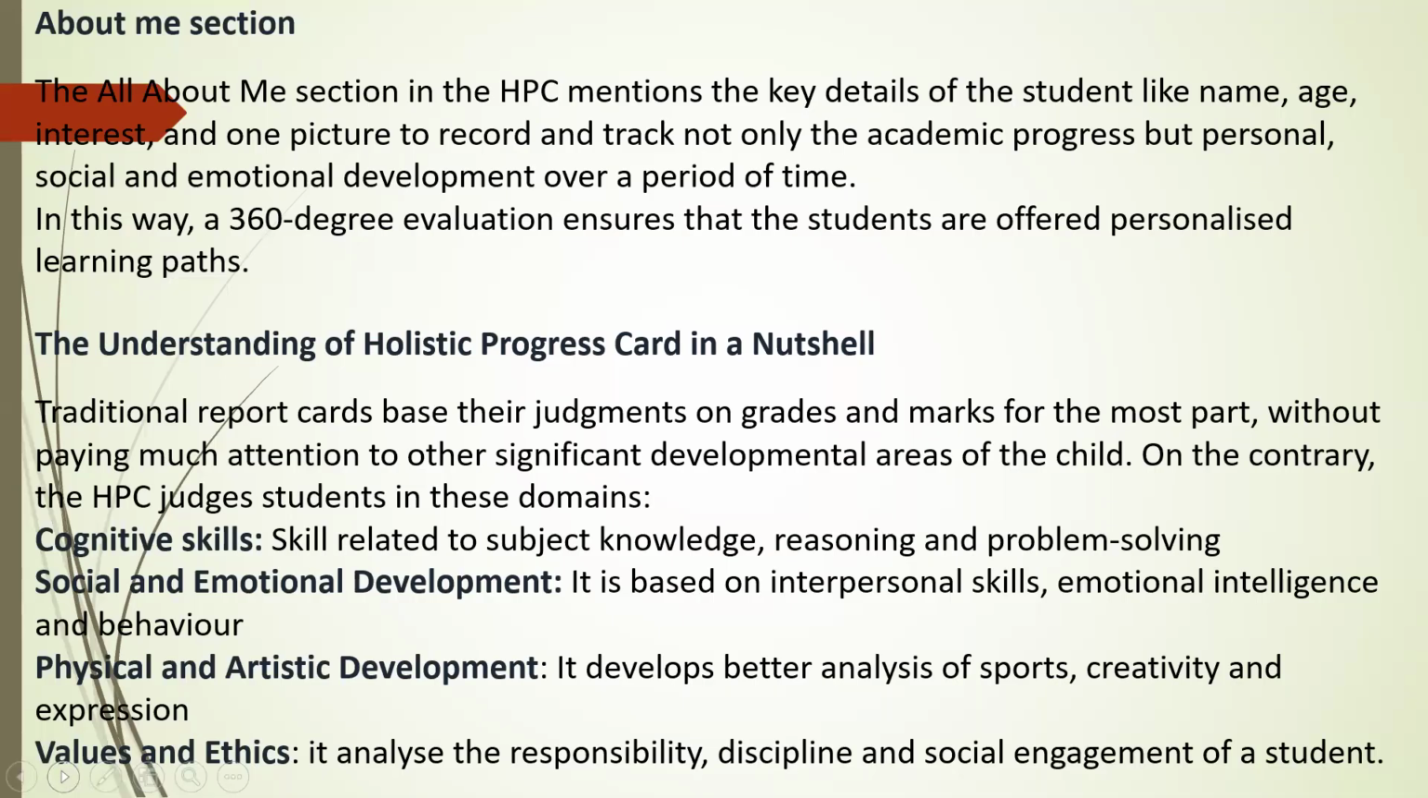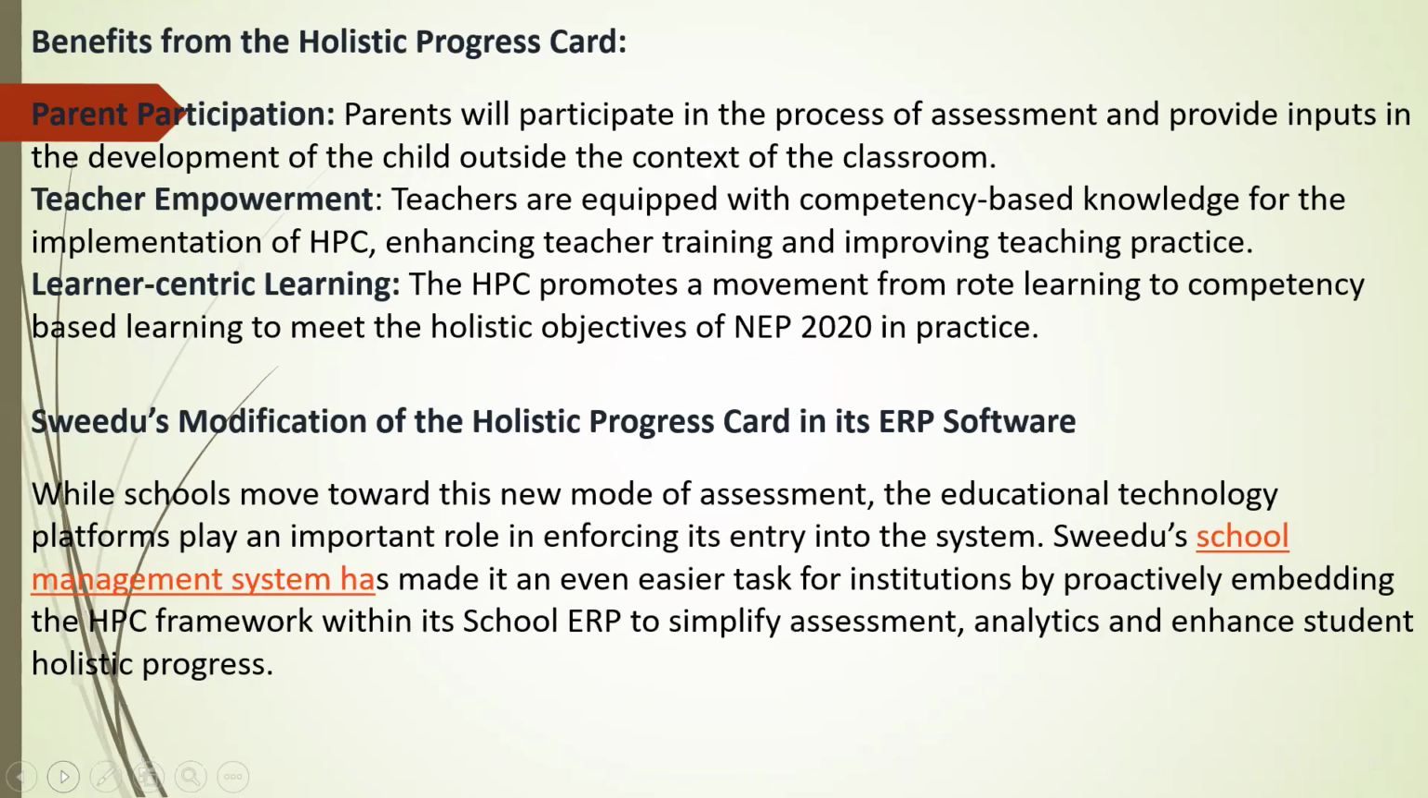So in cognitive skills, skills related to subject knowledge, reasoning and problem solving, critical thinking. Social and emotional development based on interpersonal skills, emotional intelligence, social behavior. Physical and artistic development: it develops better analysis of sports, creativity, and expression. Values and ethics. It analyzes the responsible behavior of a student, discipline, and social engagement of a student.